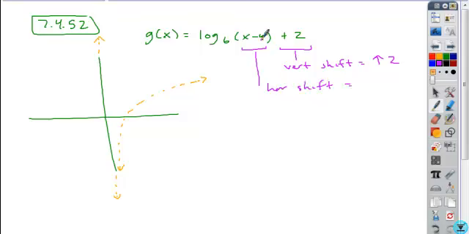The horizontal shift moves what direction? To the right or to the left? What value of x gives you a 0 inside here? Positive 4. Positive is to the right, so it moves to the right 4. Well, the horizontal shift also allows us to find our vertical asymptote, right? So the vertical asymptote is going to be x equals whatever that horizontal shift is, 4. So 1, 2, 3, 4. I'm sorry, the horizontal shift gives us our vertical asymptote at x equals 4.